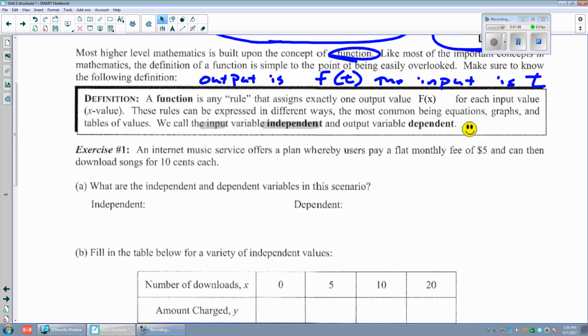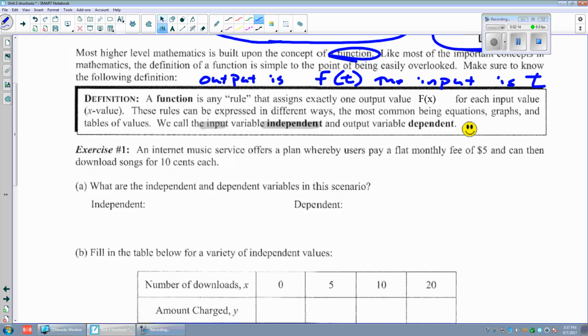Exercise one. An internet music service offers a plan whereby they pay a flat monthly fee of $5 and then can download songs for 10 cents each. What are the independent and dependent variables of this scenario? Let me see. What is the input? And then what comes out?